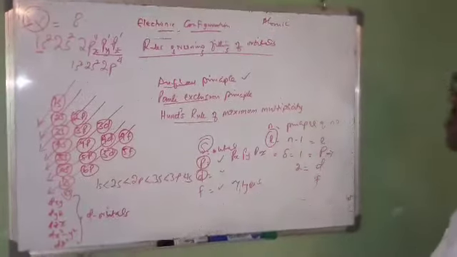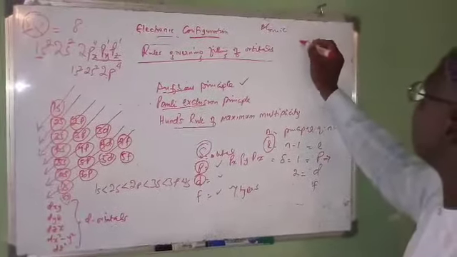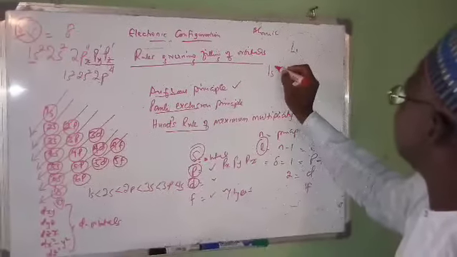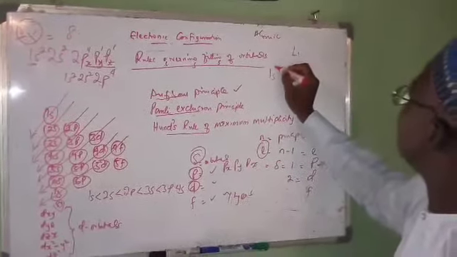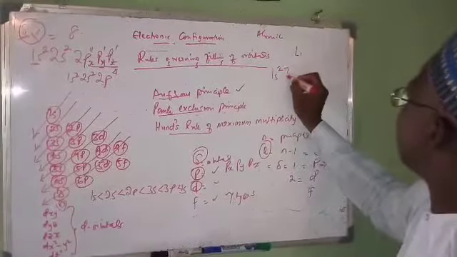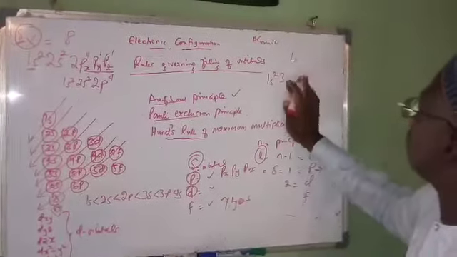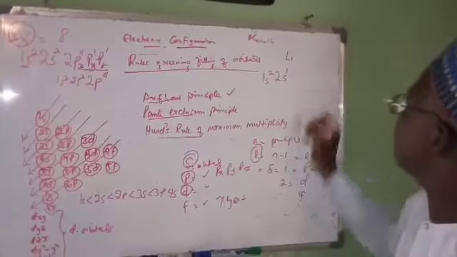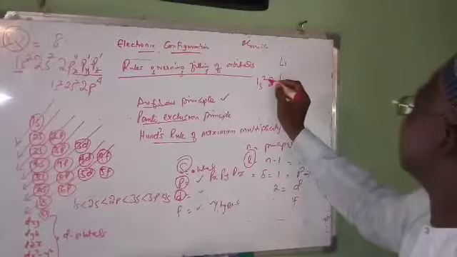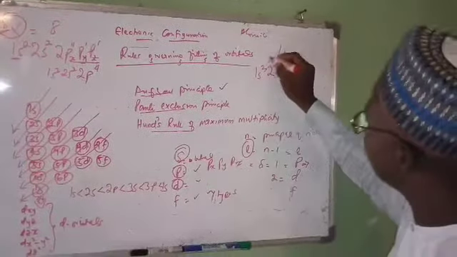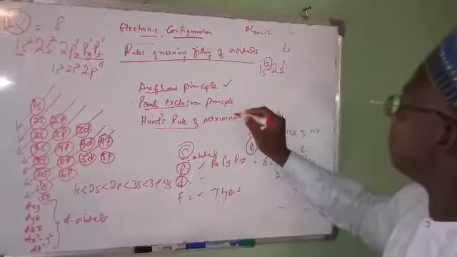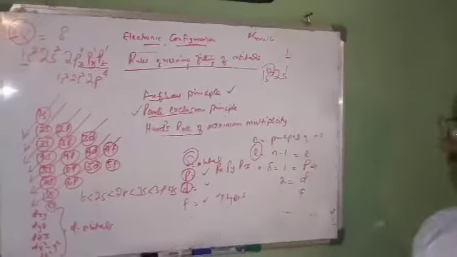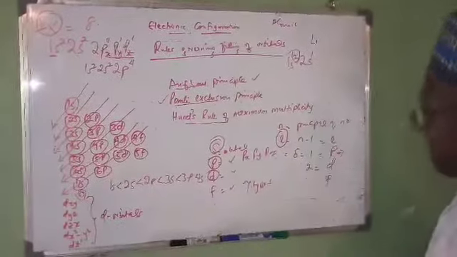Let us take lithium, for example. The atomic number of lithium is 3. In 1s the maximum is 2. Then the remaining one has to go to the 2s orbital. You cannot say 1s3, because the maximum number of electrons that can be contained in any orbital, according to Pauli exclusion principle, is 2.